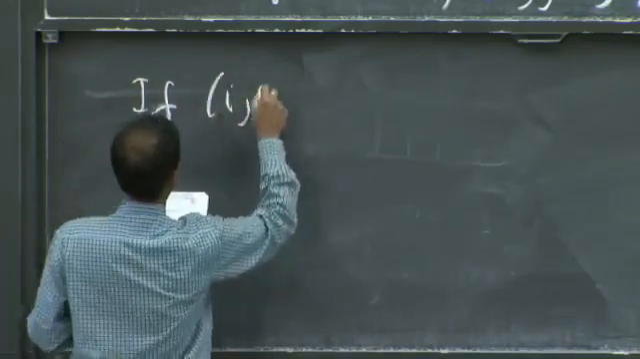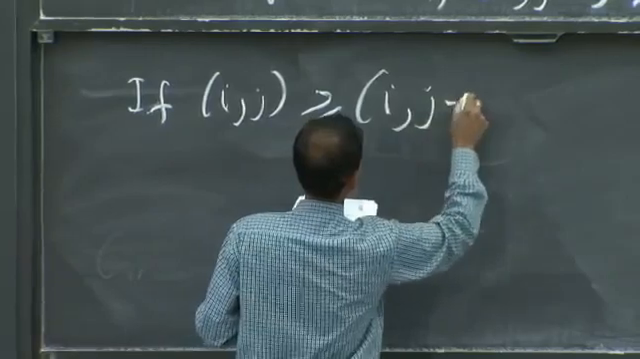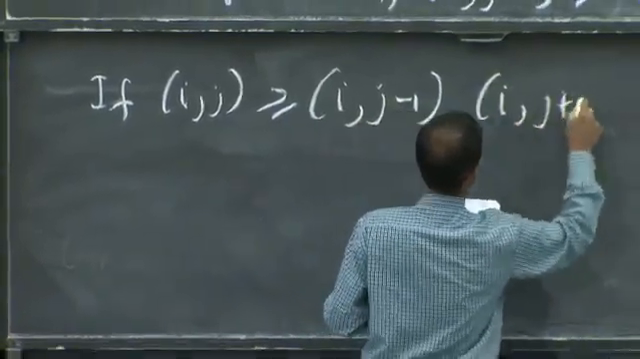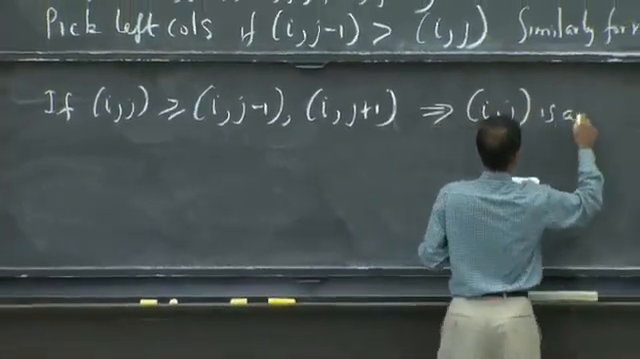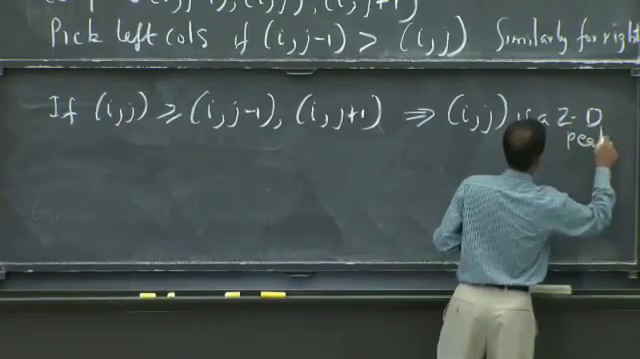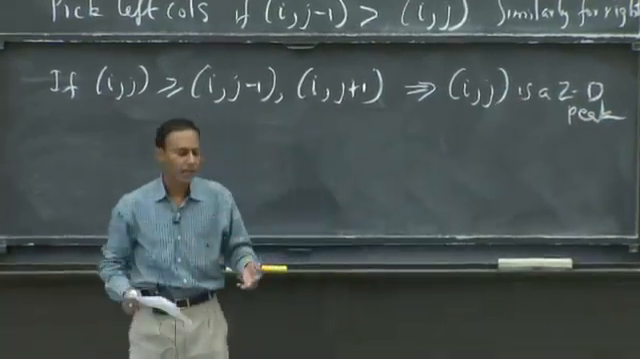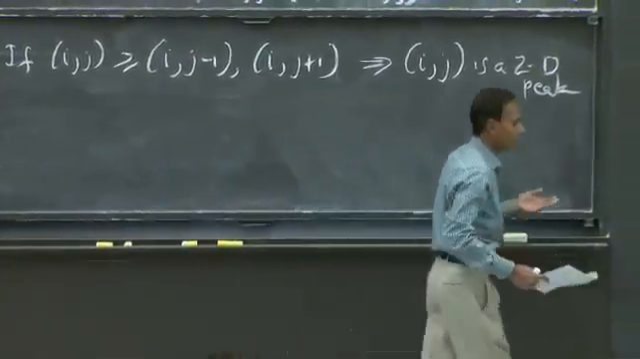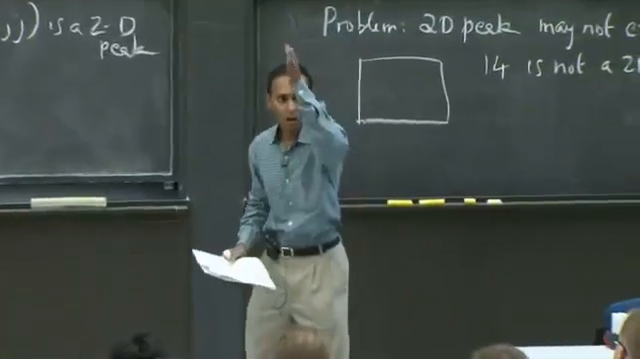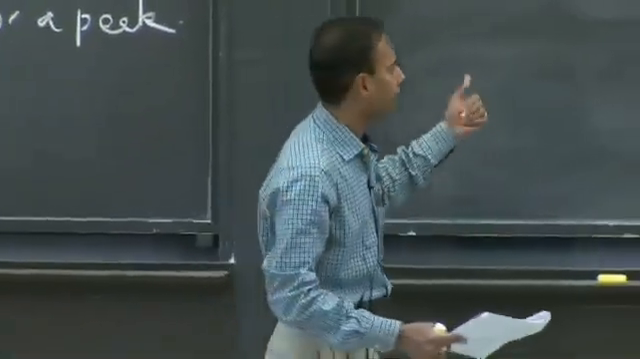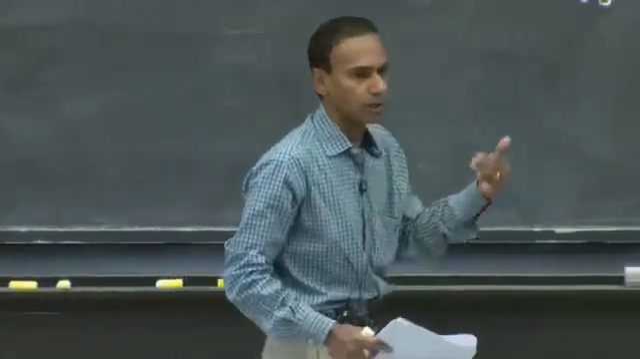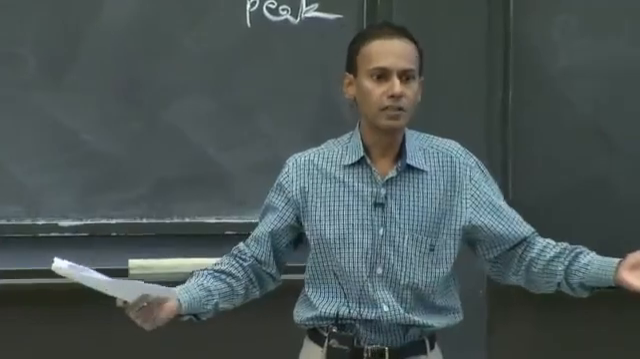Just like I had for the 1D version, if (i, j) is greater than or equal to (i, j minus 1) and (i, j plus 1), that implies (i, j) is a 2D peak. Okay? And the reason that's the case is because (i, j) was the maximum element in that column. So you know that you've compared it to all of the adjacent elements looking up and looking down. Now you've looked at the left and the right, and it's greater than or equal to the elements on the left and the right, and so therefore it's a 2D peak.